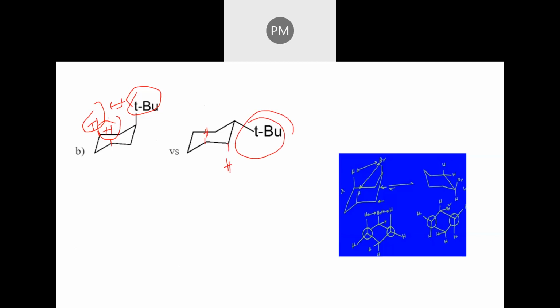We can also draw the Newman projection of this conformation, and after drawing it we have to tell that when the tert-butyl group is in the axial position, this one is axial and this one is equatorial. When it is axial, there will be steric crowding between the hydrogen and the tert-butyl group, so this conformation will be less stable. And when it is in the equatorial position, there will not be much steric hindrance between the hydrogen and the tert-butyl group. So this conformation will be more stable as compared to this.